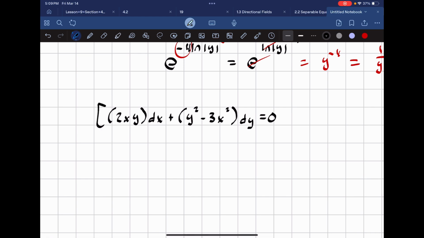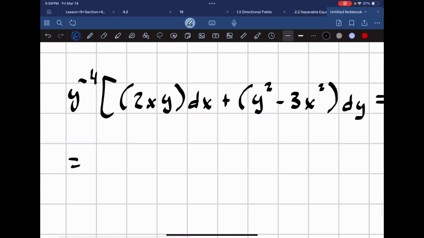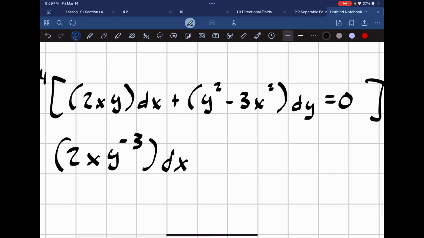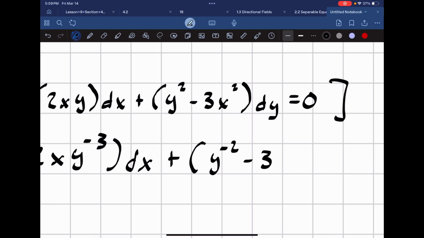Let's multiply it by y to the negative 4th, since I find that easier to do with the fraction. So this would be 2xy to the negative 3rd dx plus y to the negative 2 minus 3x squared y to the negative 4th.